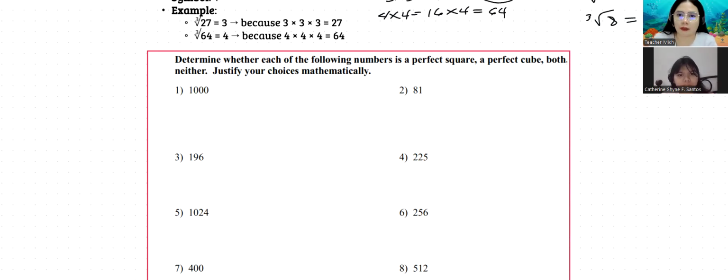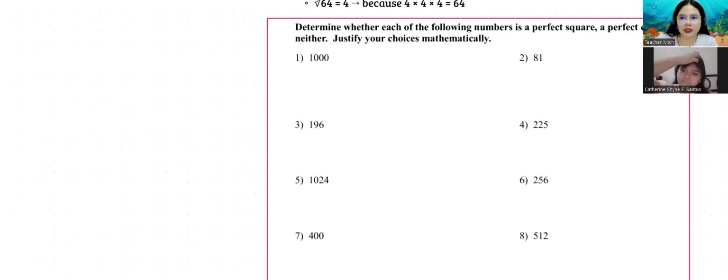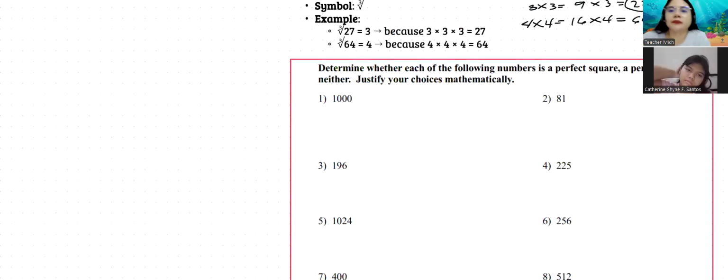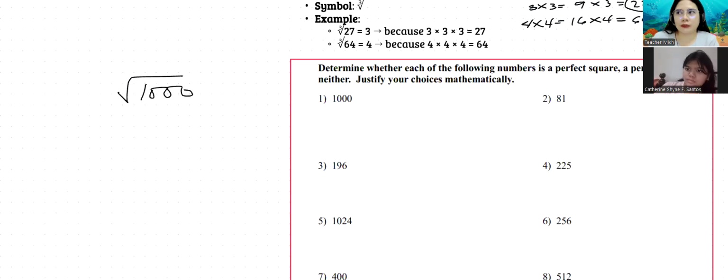Okay, let's try this one. I'm going to answer number one. Then you're going to answer 3 until 12. So, the number here is 1,000. I'm going to get the square root of 1,000. So I need to think of a number that when I multiply it twice by itself, the result is equal to 1,000. Let me think of this like you can do the approximation.